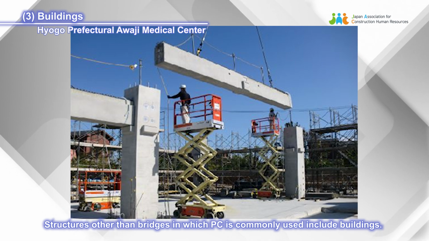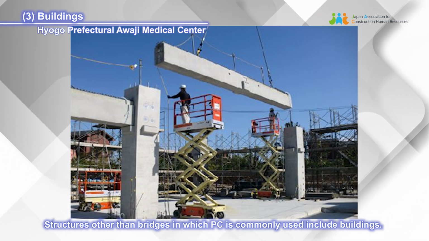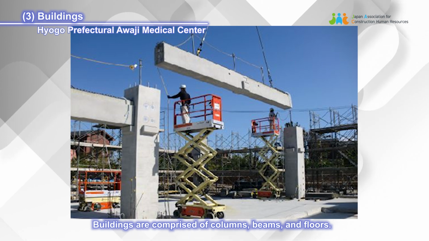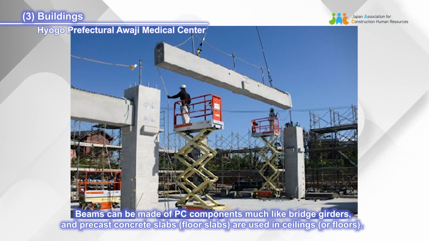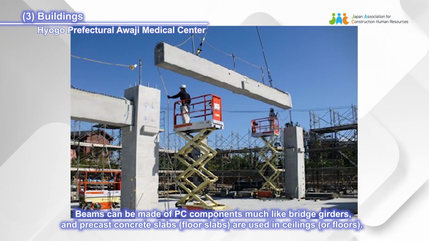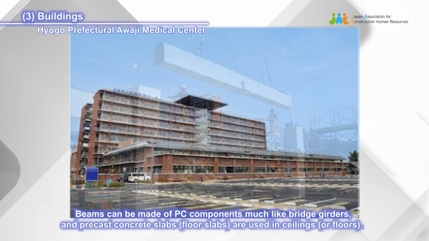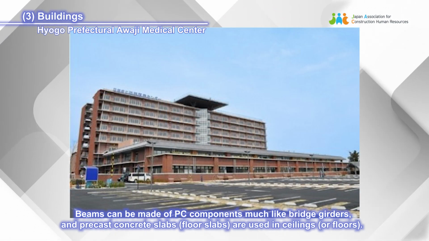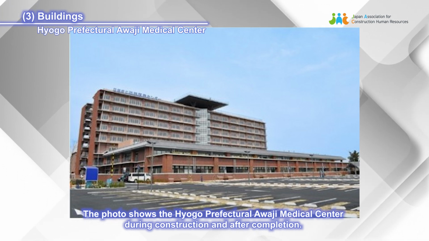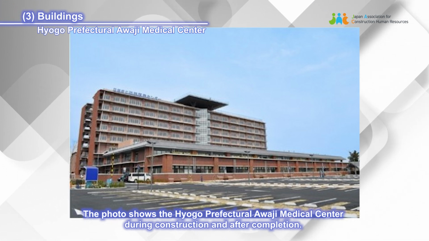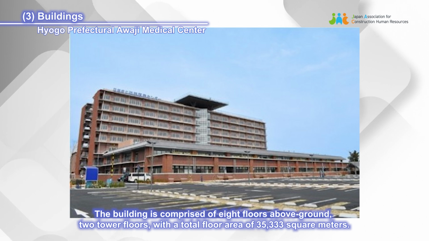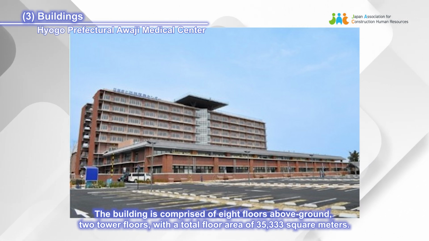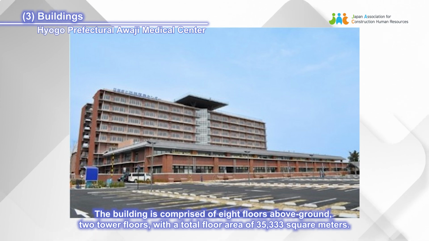3. Buildings. Structures other than bridges in which PC is commonly used include buildings. Buildings are comprised of columns, beams, and floors. Beams can be made of PC components much like bridge girders, and precast concrete slabs, floor slabs, are used in ceilings, or floors. The photo shows the Hyogo Prefectural Awaji Medical Center during construction and after completion. The building is comprised of 8 floors above ground, 2 tower floors, with a total floor area of 35,333 square meters.